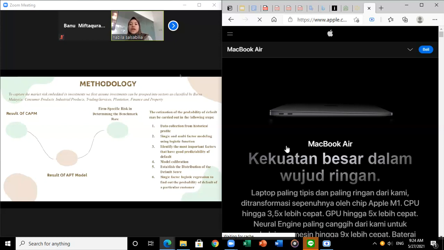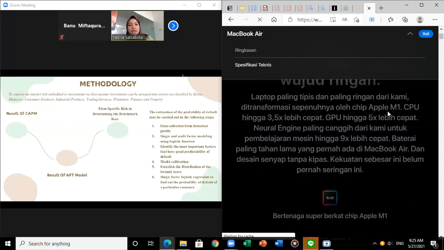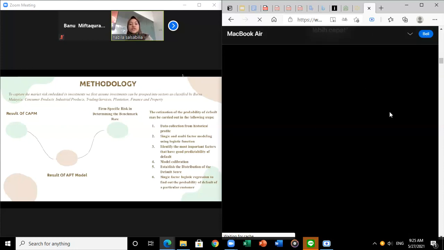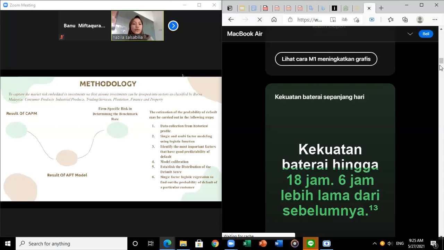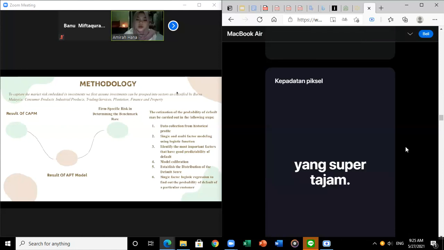So here is the explanation of firm specific risk in determining the benchmark rate. The result of CAPM and the result of the APT model will be explained by Amira. Thank you, Nabila.